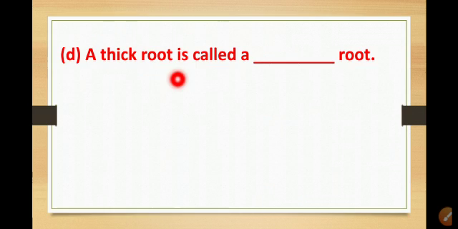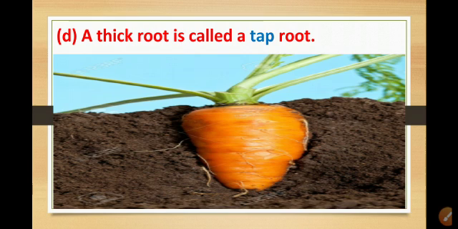A thick root is called a dash root. We have studied the two types of roots. So what is a thick root called? So what is the name of this root? Can you tell me? Yes, the name of this root we call a tap root. So the answer is tap. A thick root is called a taproot.